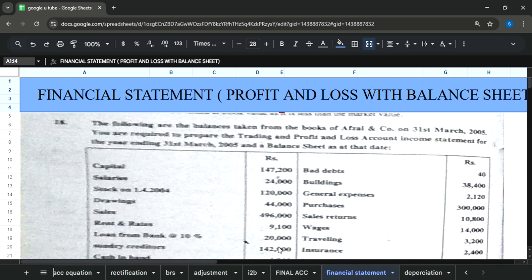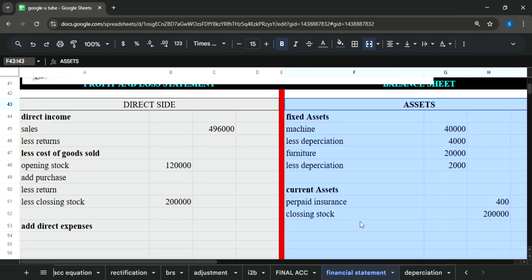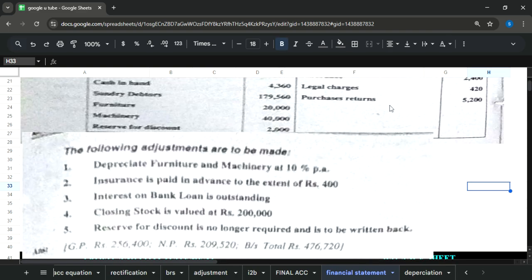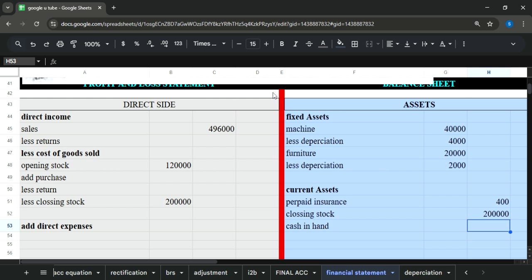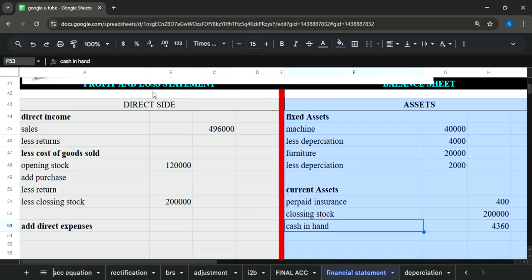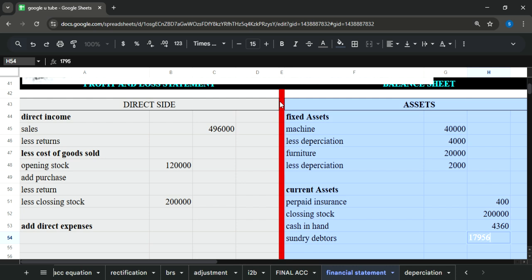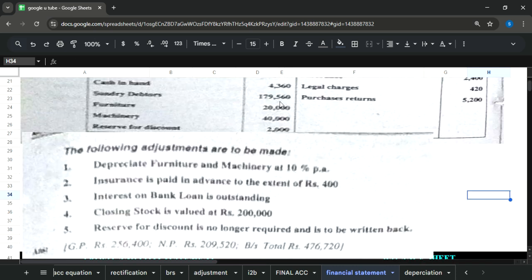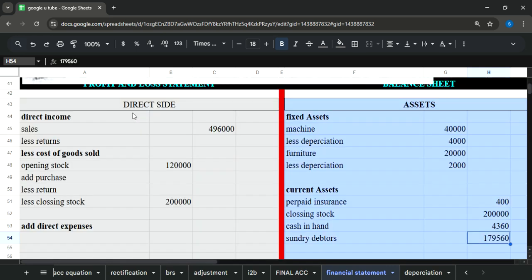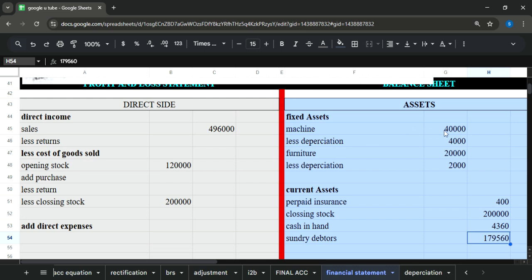Creditors completed, after which we have cash in hand. This is your current asset. Cash in hand you will mention over here, and the amount of cash in hand is 4,360. Okay, then we have sundry debtors. This is also part of current asset. Sundry debtors, the amount of which is 179,560. It's an odd amount. 179,560. Okay. Then we have furniture, and we have already written furniture 20,000. And then machinery 40,000. It has also been mentioned.